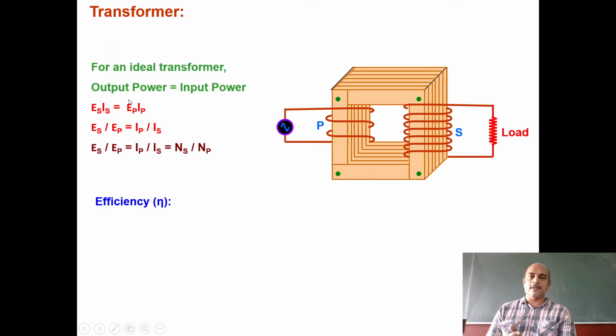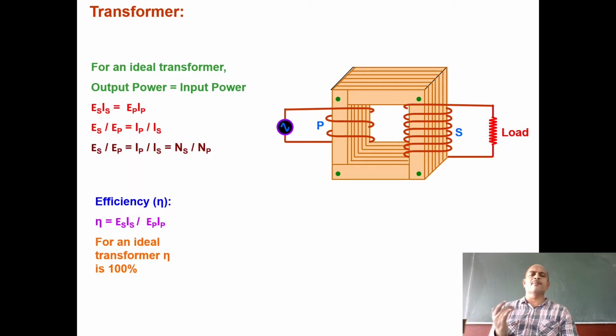Now Ns upon Np is called the transformation ratio. If it is greater than 1, then definitely Es will be greater. If it is less than 1, then Es will be smaller. Now, if the above principle is absolutely correct, this is the ideal condition where we suppose that input and output remain the same, but if there is a certain type of loss, then we definitely talk about efficiency.